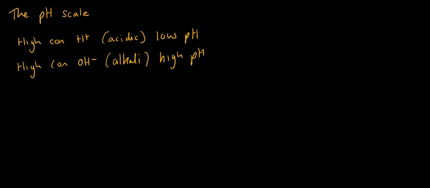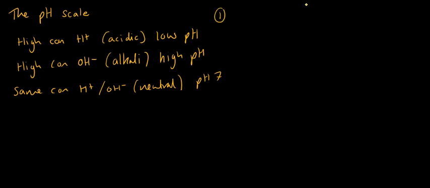Okay, and then if I was to have the same concentration of H plus ions and OH minus ions, then I'm going to have a neutral solution, which is going to have a pH of 7. So what we have then is our pH scale with 1 being very acidic, 7 being neutral, and 14 being alkaline. For the time being, we're just going to concentrate on pH of 7 to 1.